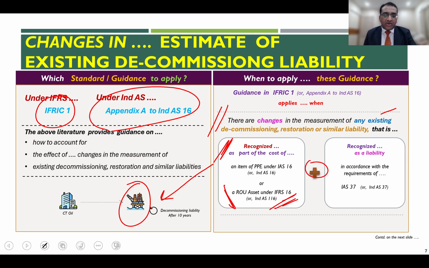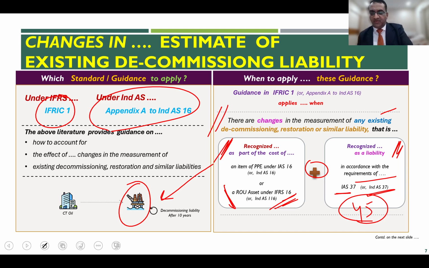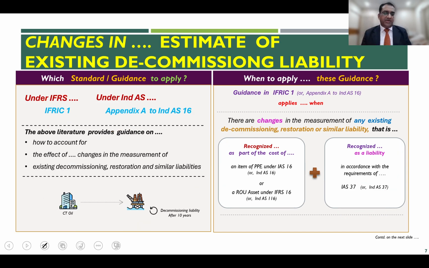Not only have you recognized the present value of the liability as part of the PP&E, correspondingly you have also recognized the decommissioning liability in accordance with the requirements of IAS 37 or Ind AS 37. Paragraph 45 is something which we talked about in the previous video. So this is the context.